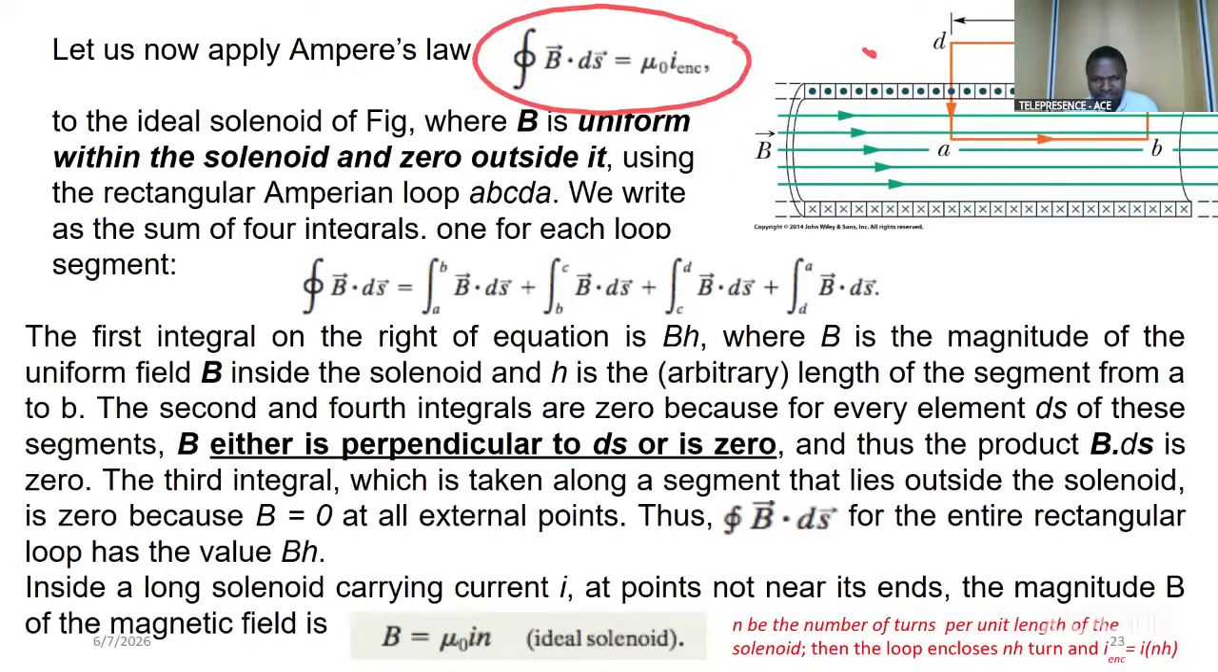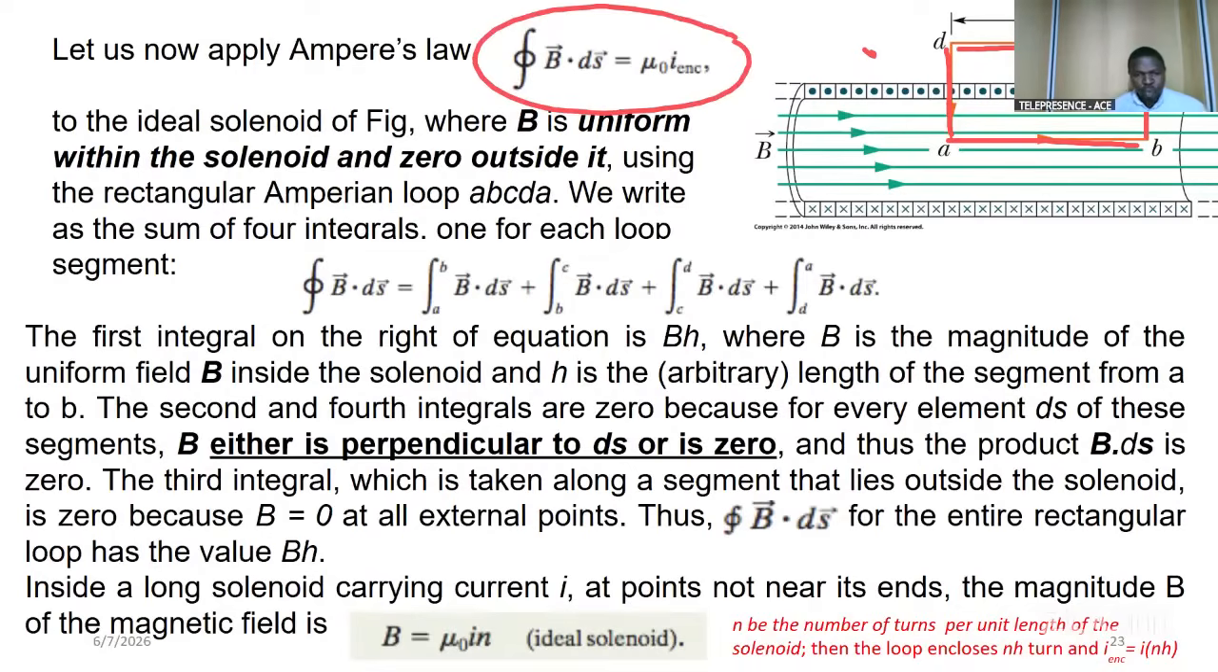Okay, so look at this particular equation. Ampere's law, we can write as the sum of all four integrals, that is, the integral from A to B, B to C, C to D, and D to A. So as you can see, if we integrate A to B, we have B dot ds, plus the integral B to C of B dot ds, another integral C to D of B dot ds, and D to A of B dot ds.